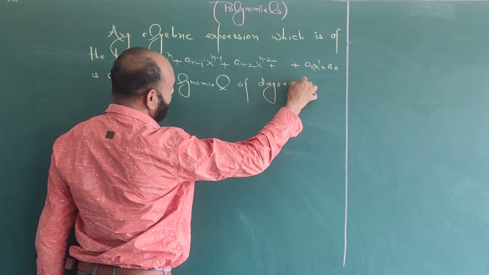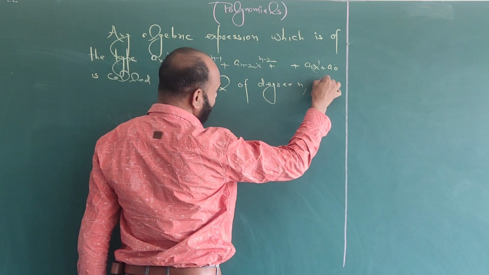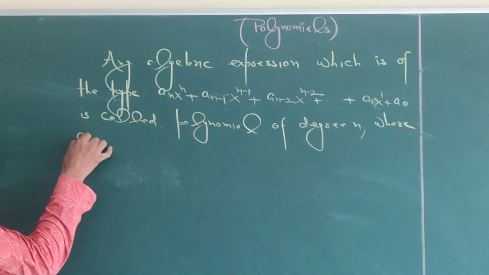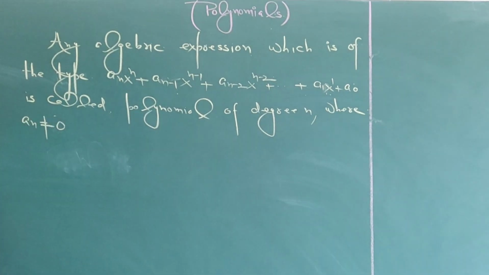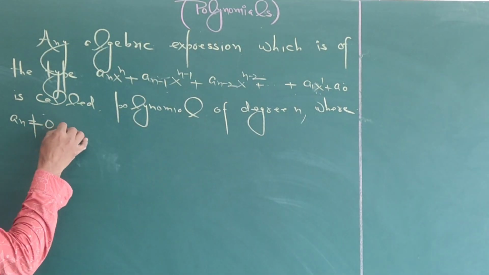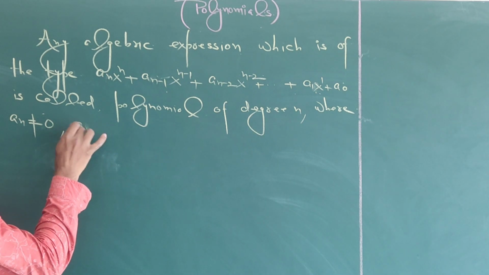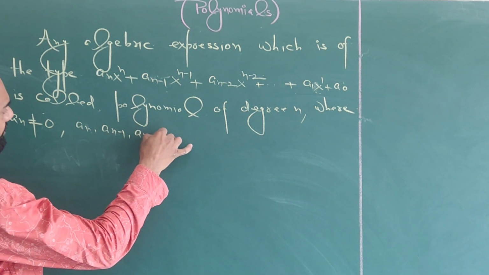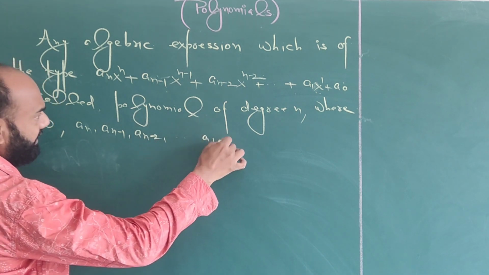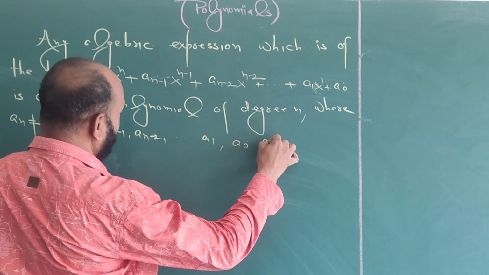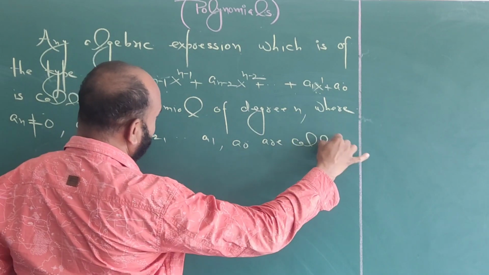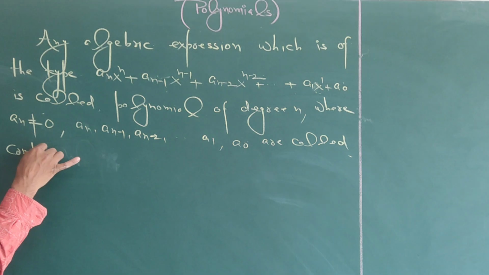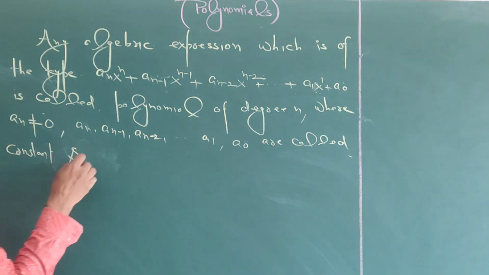Where An is never equal to 0. And An minus 2, A1, A0 are called constants. And X is called variable.